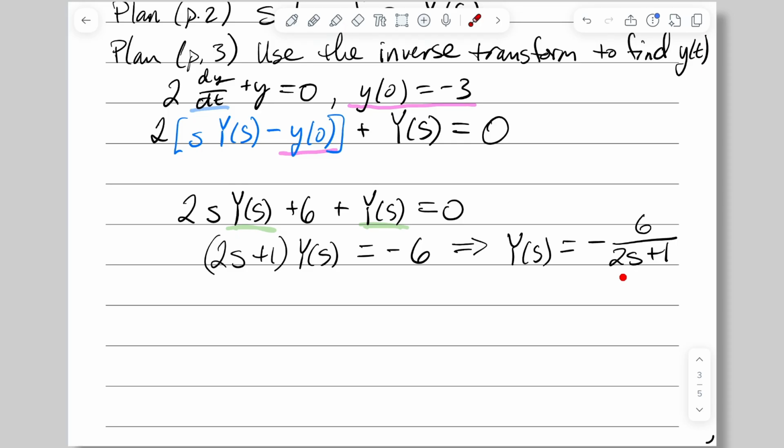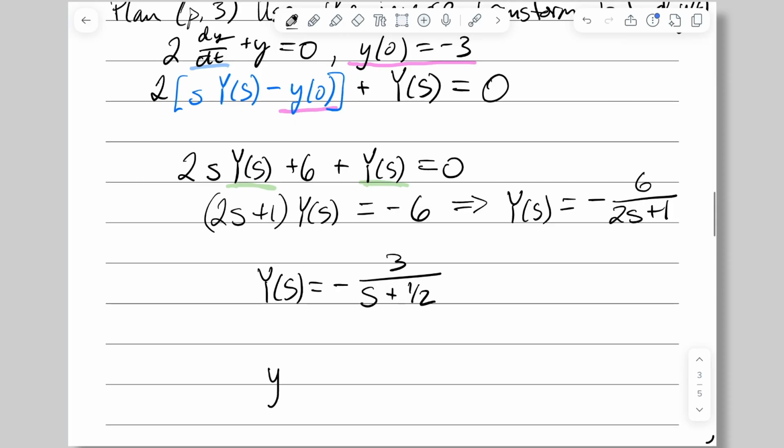We don't have a transform rule for 2s plus 1, but we can factor the 2 out of the denominator, divide it into the 6. So Y of s is equal to -3 over s plus 1/2. Applying an inverse transform rule to this gives us that y of t is equal to -3e to the -t/2. And folks, that's what this has been about, and that's what this process looks like.